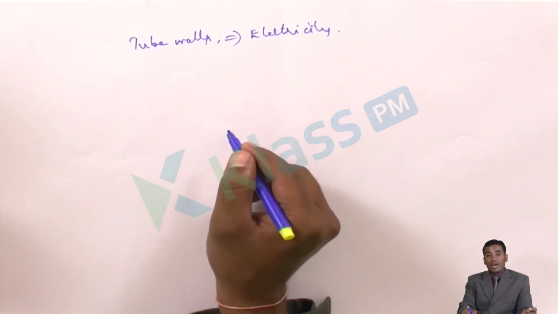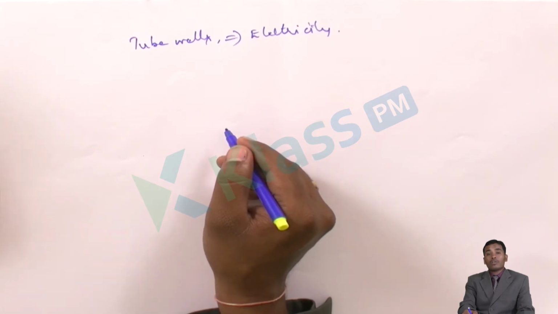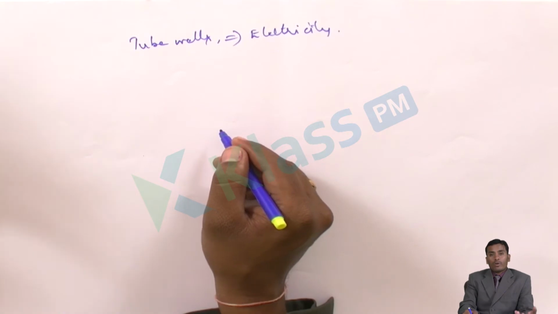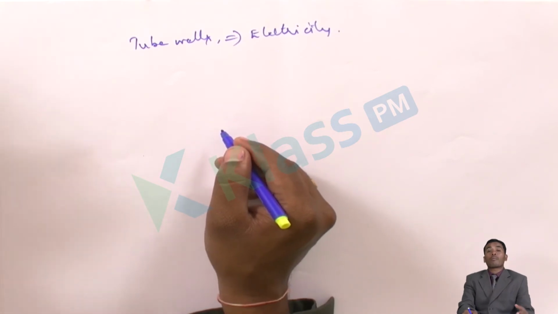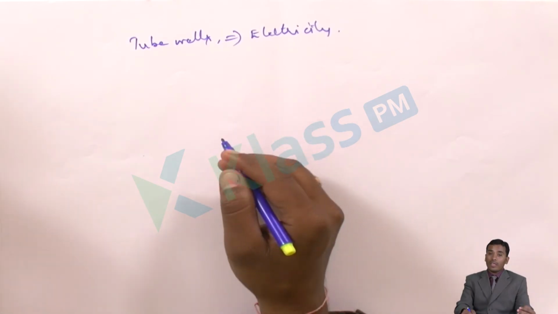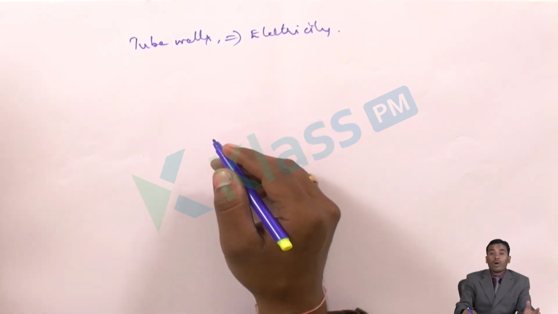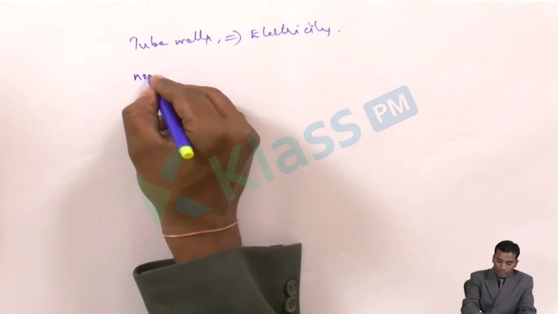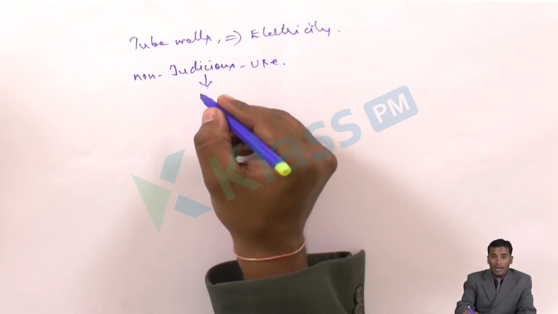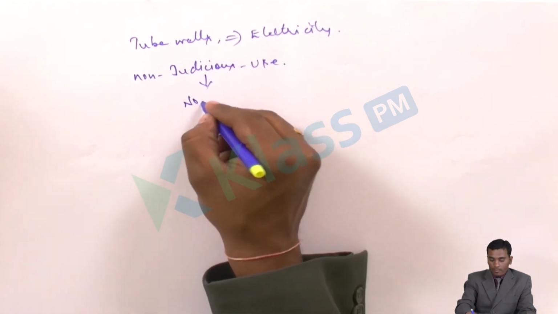The usage of this underground water is not judicious. They are making use of it in a non-judicious way. Non-judicious means not proper, with no proper plan. They are extracting more and more water without any thinking. Non-judicious use of underground water, non-planned, with no proper planning.